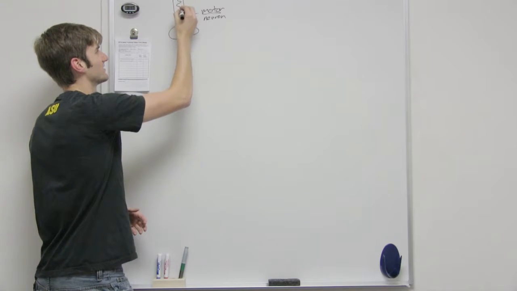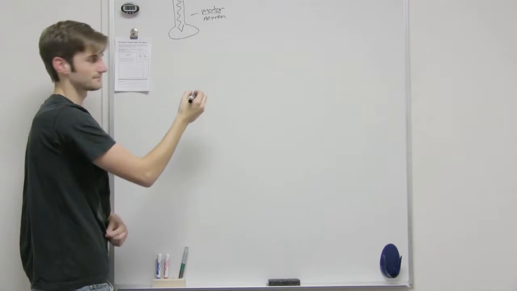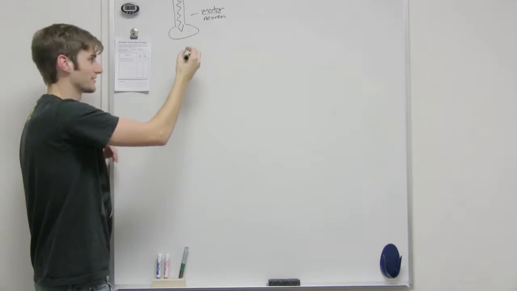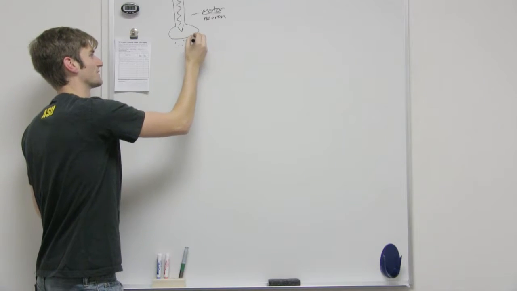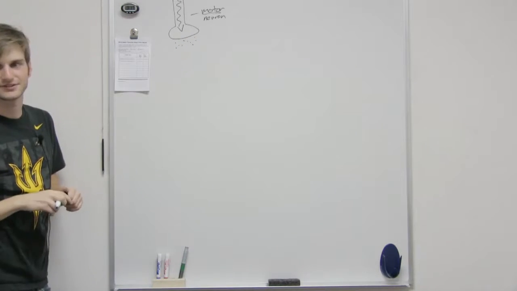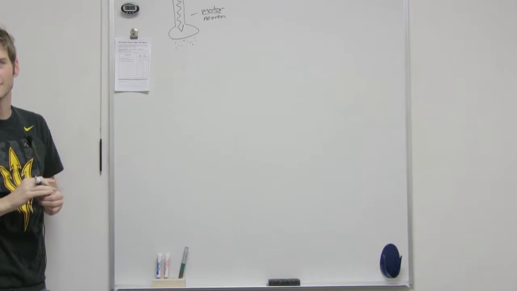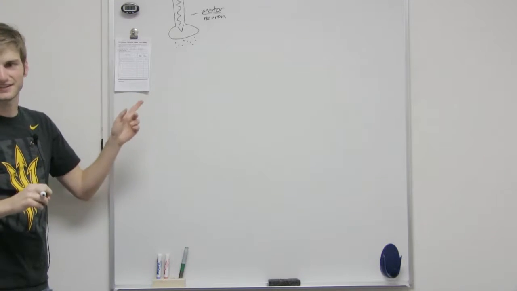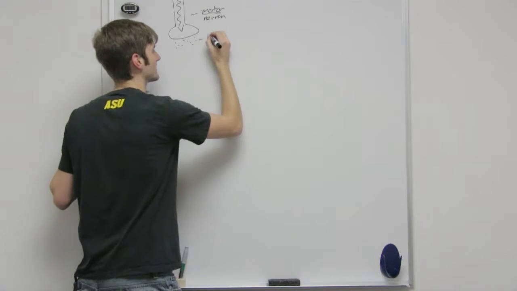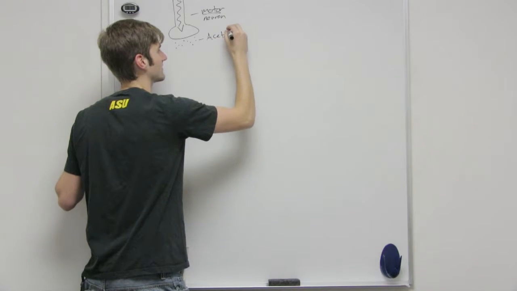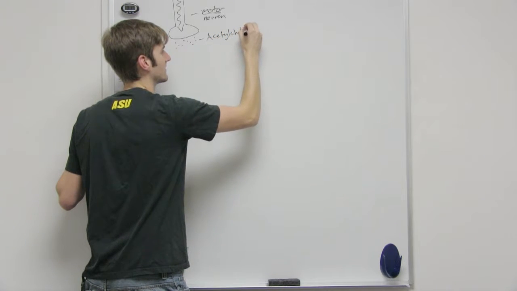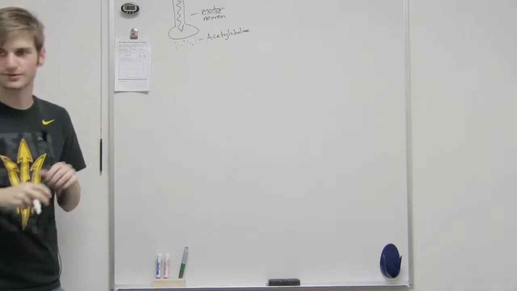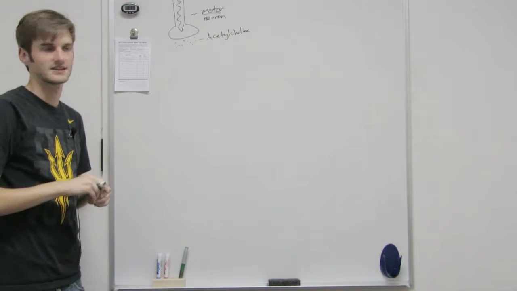So the brain sends a signal down the motor neuron. Once it hits the end of the motor neuron, it releases a chemical. There's a bunch of these chemicals. As a general group, they're called neurotransmitters, but this one in particular is called acetylcholine. So it releases acetylcholine.